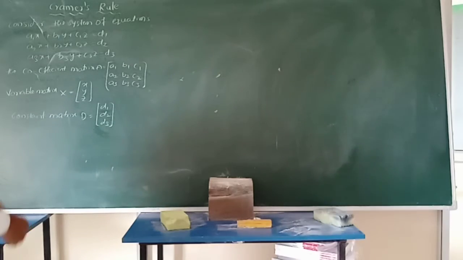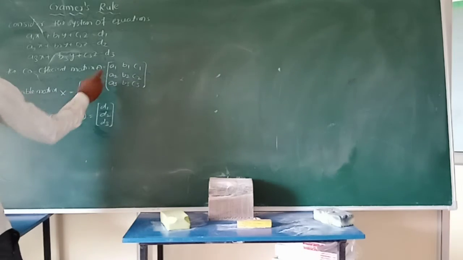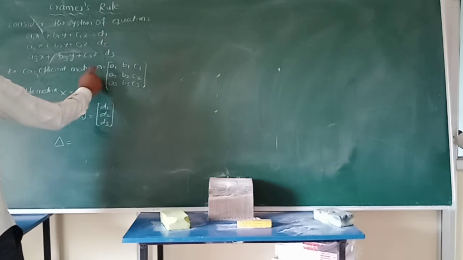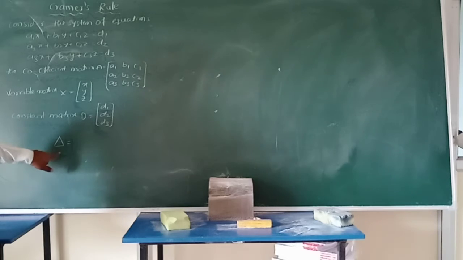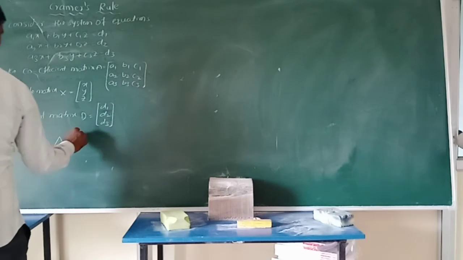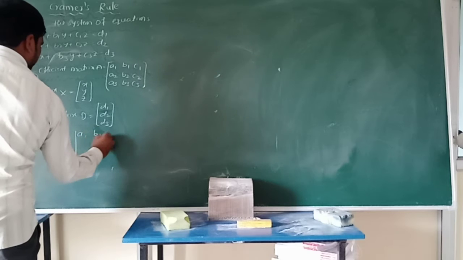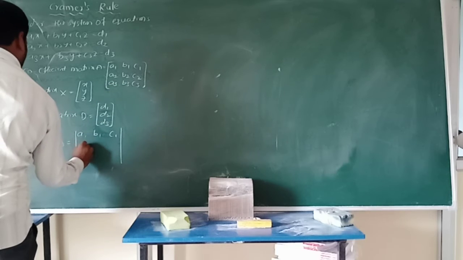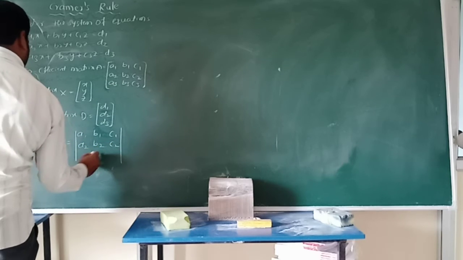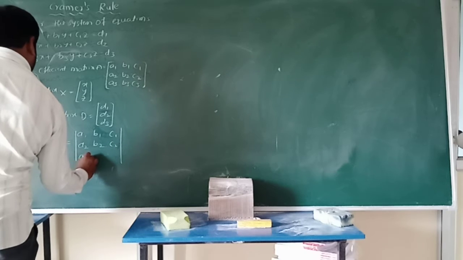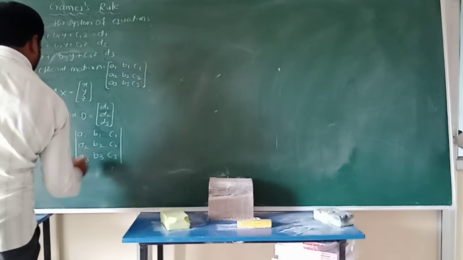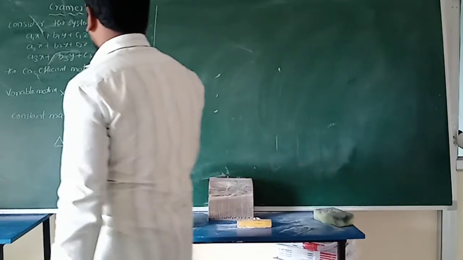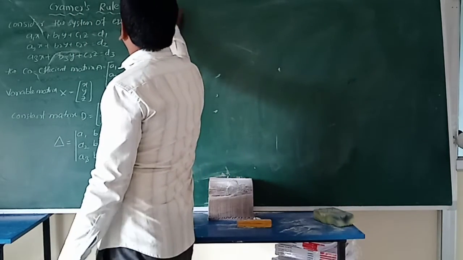Now the delta of this coefficient matrix: delta means the determinant of A. Delta is equal to the determinant of this matrix: a1, b1, c1; a2, b2, c2; a3, b3, c3. This is the determinant, and this is the matrix. Now delta into x.